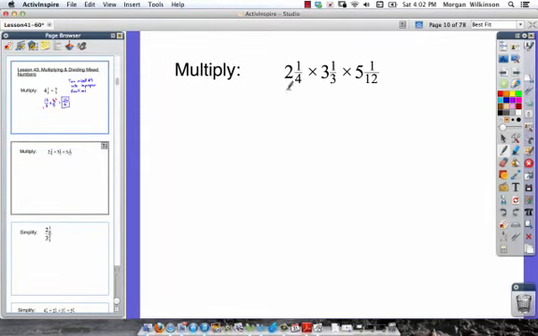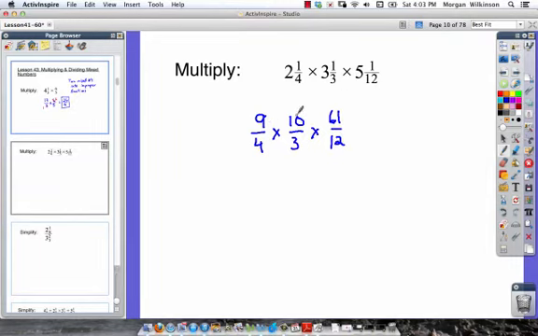Our next problem, we're going to multiply 2 1/4 times 3 1/3 times 5 1/12. Again, let's go ahead and change all these mixed numbers to improper fractions. So 2 1/4 is the same as 9/4. 3 1/3 is the same as 10/3. And 5 1/12, well, 5 times 12 is 60, plus 1 more gives us 61 over 12. And now we can go ahead and find our answer.